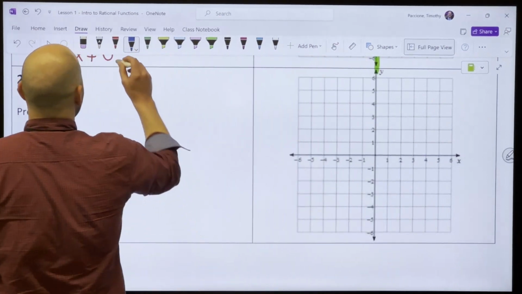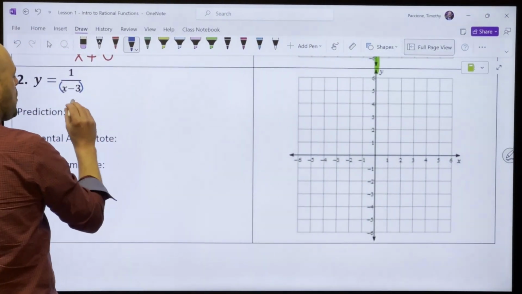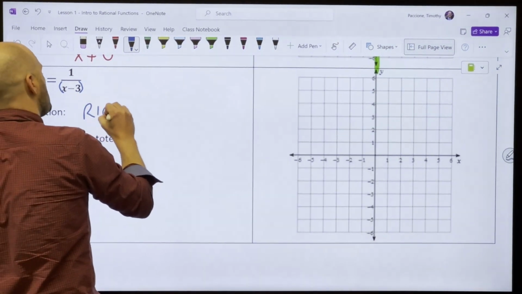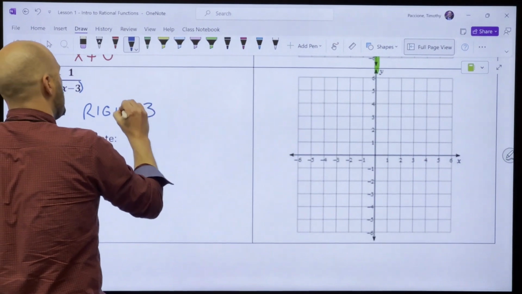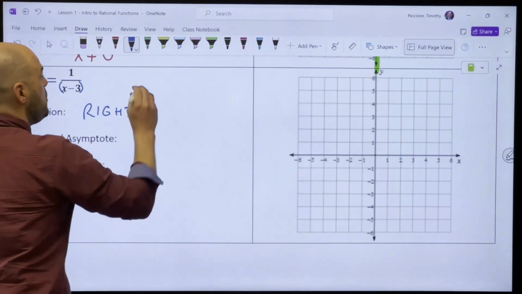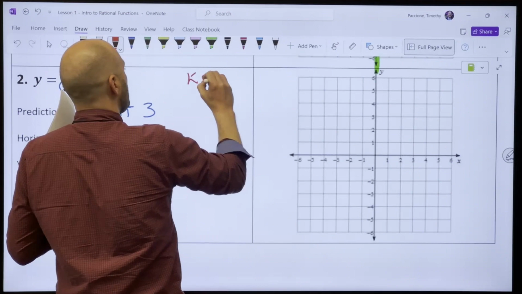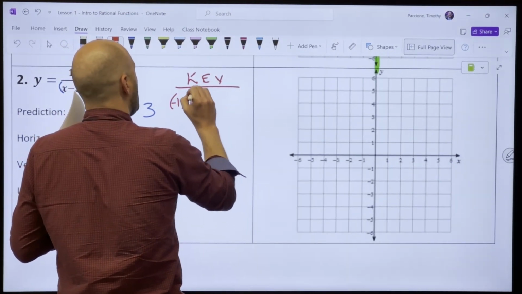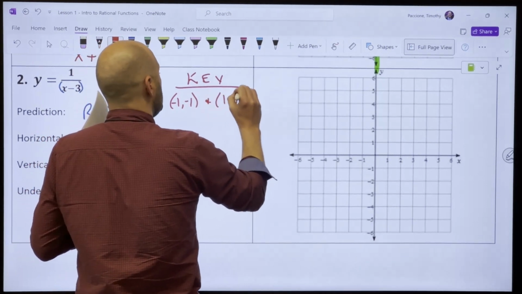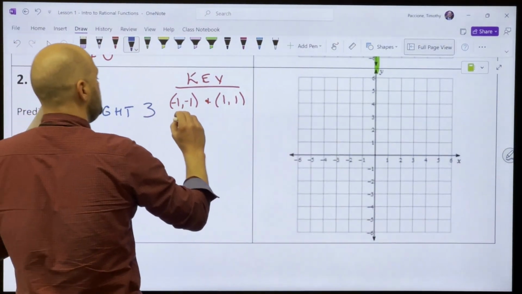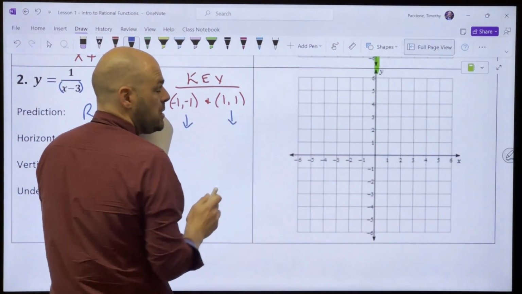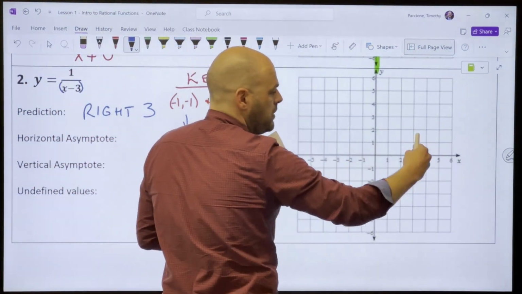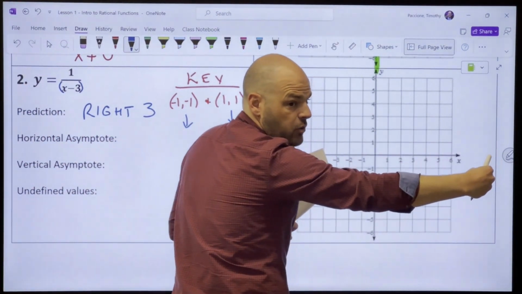Okay. So what was the prediction we came up with here? Because it's minus 3 on the inside, right 3. Okay? And our key points, right? We'll do -1, -1, and 1, 1. Well, if they're going right 3, the x value is changing by plus what? 3. If you go right 3, you are adding 3 to your x value, right?